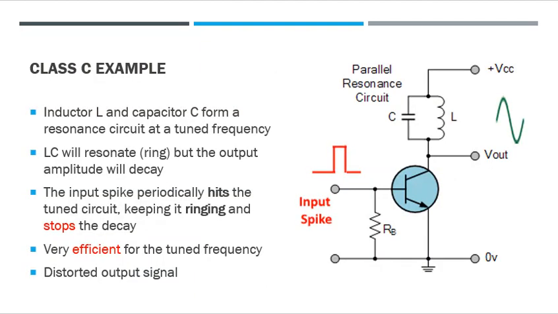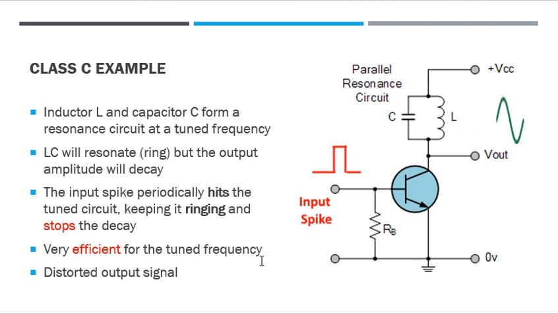So a Class C example is a tuned circuit, a resonant circuit. We have an LC resonant circuit, and it's going to ring or resonate at a certain frequency. But it can't keep resonating, it'll start decaying. So what we do is we have an input and we put a spike in here. When the spike hits here, the transistor turns on briefly, hits this LC network, and it starts resonating. It keeps ringing and it stops the decay.